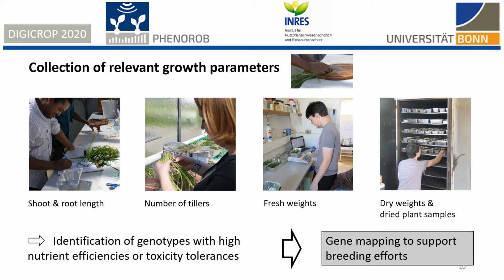Of course, we also collected data of important growth parameters to make out differences between the genotypes in nutrient efficiencies and toxicity tolerance. That means at the end of each experiment, we measured shoot and root length, number of tillers, fresh weights and dry weights, and after measurements we stored all the dried plant material for later nutrient analysis. So overall, we collected lots of data to characterize nutrient imbalance symptoms of the selected barley and winter wheat genotypes comprehensively.